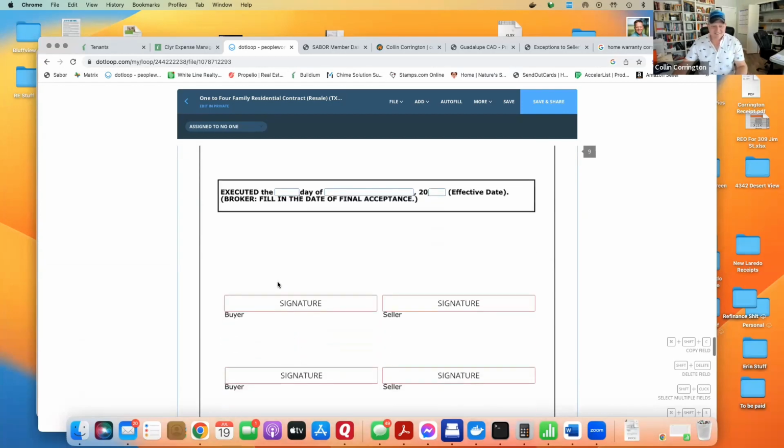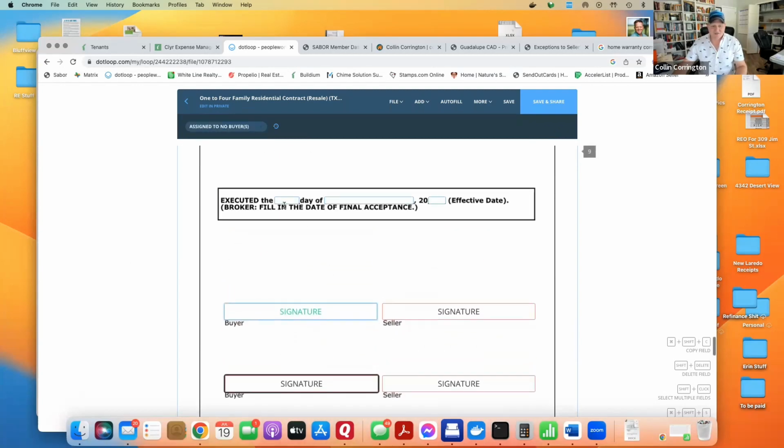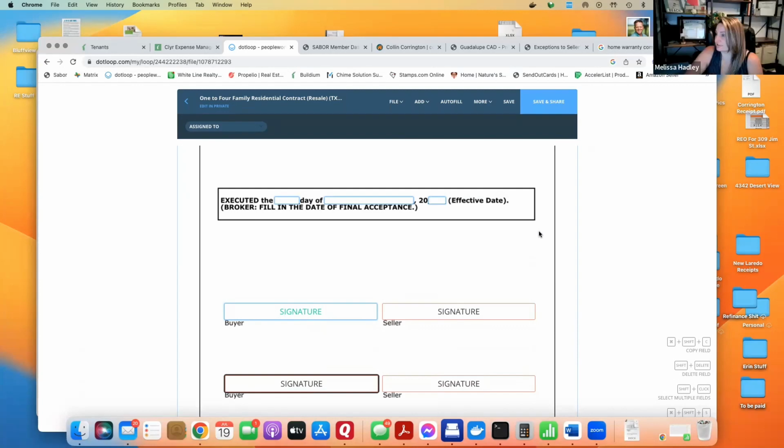Last but not least, signatures, right? So make sure you assign your buyers to whoever it is, make sure their name's on here, and you send it to them for signatures. Somebody answer this question: when do you fill out the executed date, and who fills it out? Whoever signs last. That is correct. Next question.